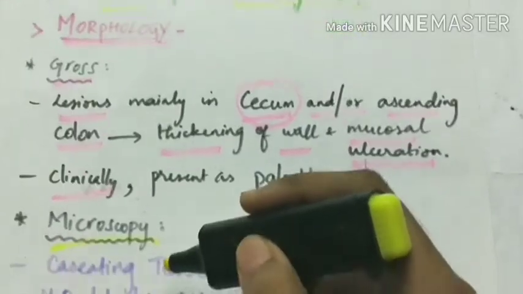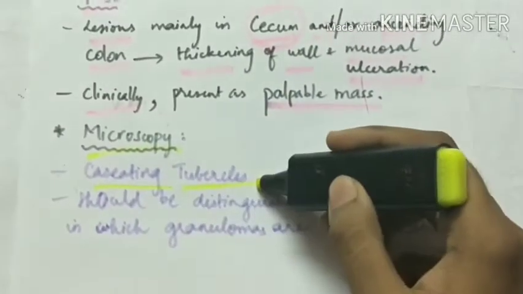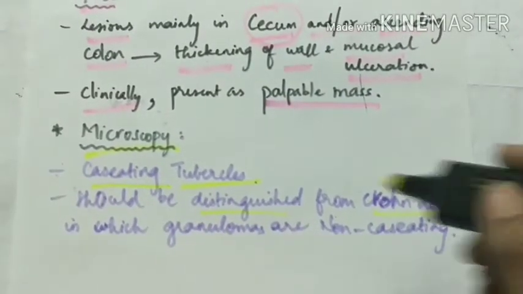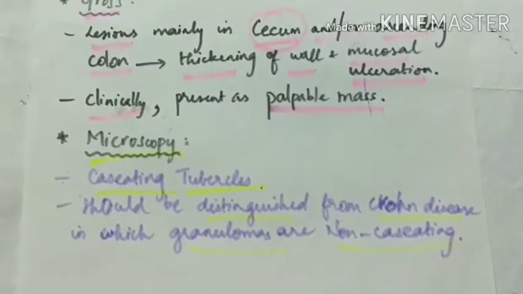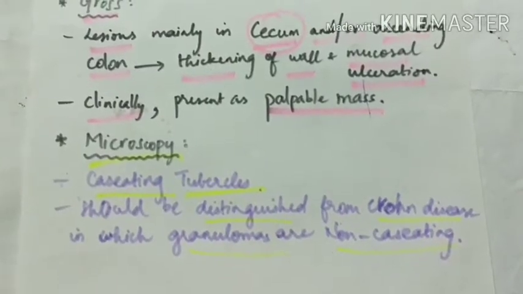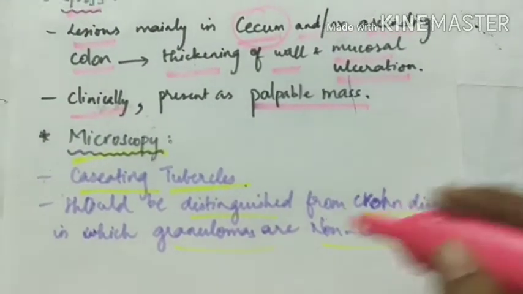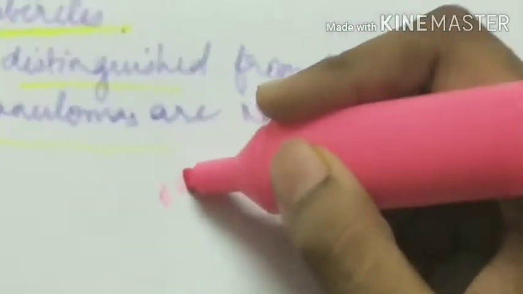Microscopy of hyperplastic cecal tuberculosis. There is presence of caseating tubercles, and they should be distinguished from Crohn's disease, in which the granulomas are non-caseating. So in Crohn's disease, there are non-caseating granulomas, whereas in hyperplastic cecal tuberculosis, there are caseating granulomas. This is all about the pathology of intestinal tuberculosis.